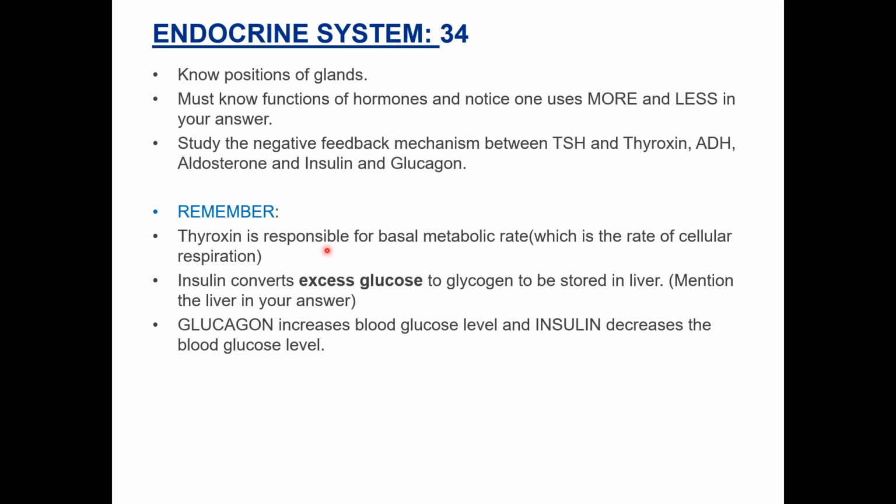Please remember, thyroxine is responsible for your basal metabolic rate, which is basically the rate of cell respiration. Also remember that insulin converts excess glucose into glycogen to be stored in the liver. Always mention the liver in your answer as well. Glucagon, this is the spelling for glucagon. Make sure the spelling is correct. Glucagon increases the blood glucose level and insulin decreases the blood glucose level.